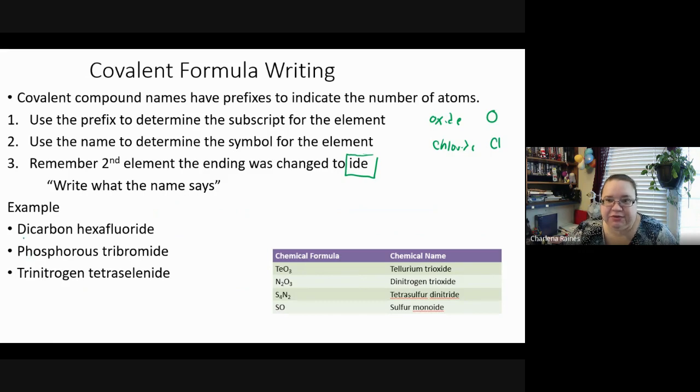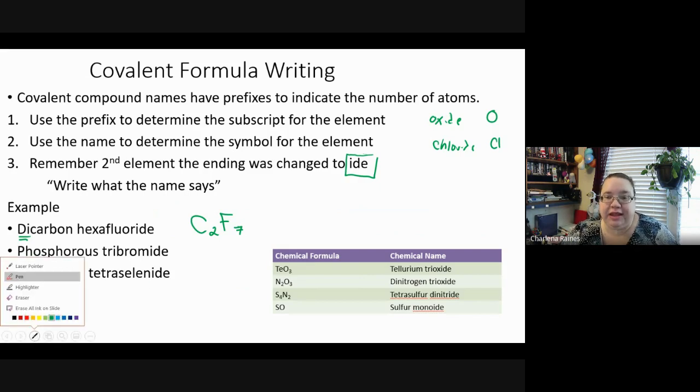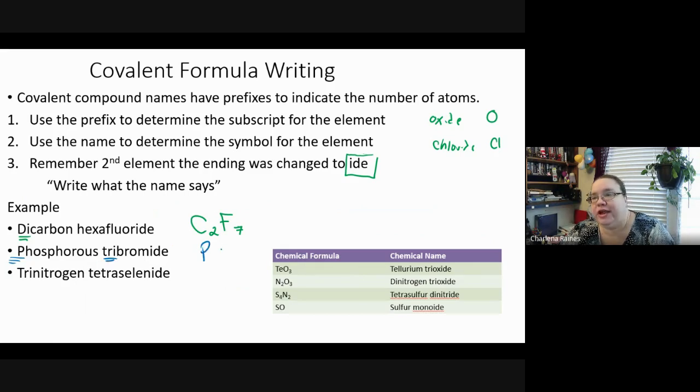So this example, dicarbon hexafluoride. Dicarbon is telling me 2 carbons. Hexafluoride is telling me 6 Fs. So I have 6 Fs. Remember, we put the number of atoms after the symbol. We say the number of atoms in front of the name. So phosphorus, there's not a prefix here. That means I only have one of them. Tribromide. Tri means 3. So I have 3 bromines, PBr3.